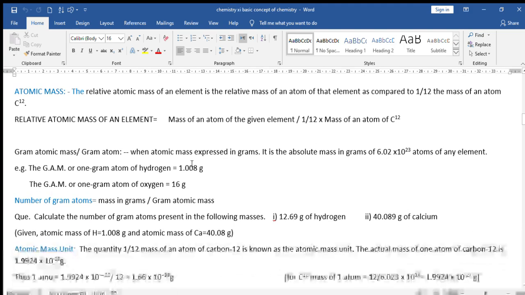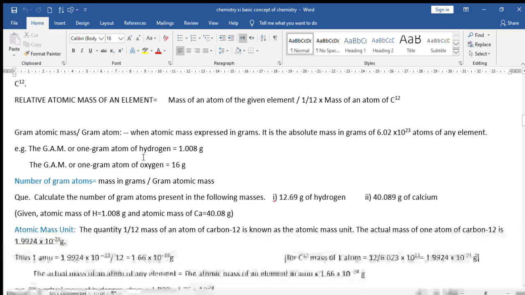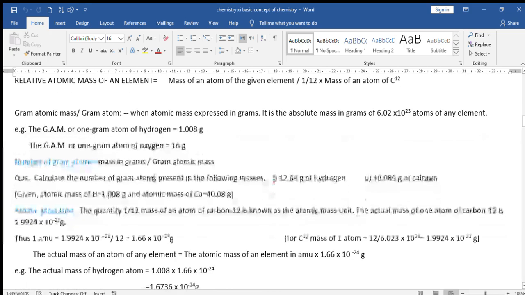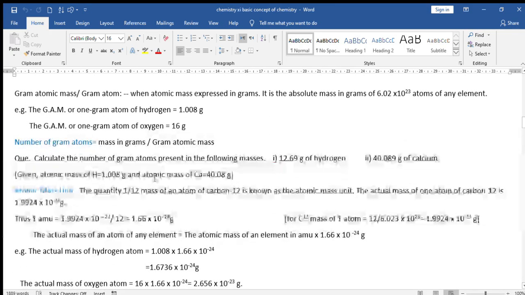If we express this atomic mass in gram, it is known as gram atomic mass or gram atom. The gram atomic mass or 1 gram atom of hydrogen is equal to 1.008 gram. The gram atomic mass or 1 gram atom of oxygen is equal to 16 gram. Similarly, the gram atomic mass of sodium, or 1 gram atom of sodium, is equal to 23 gram.